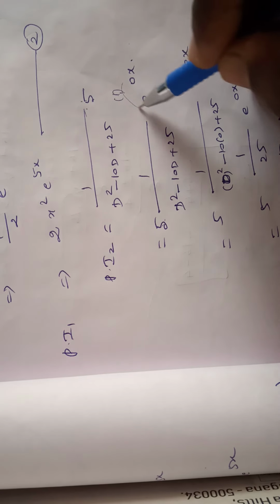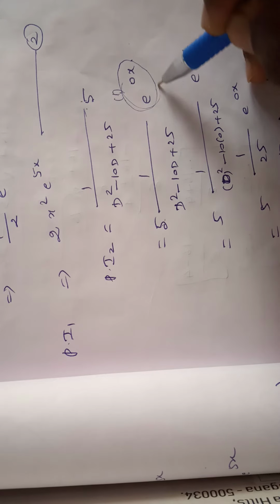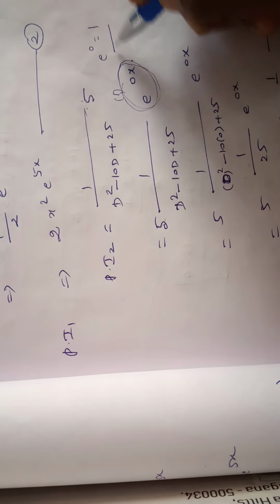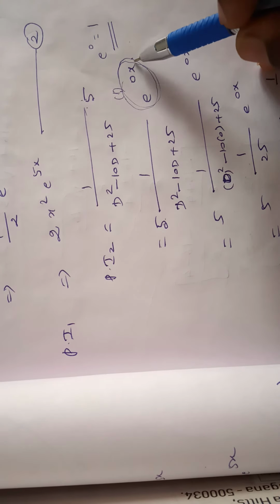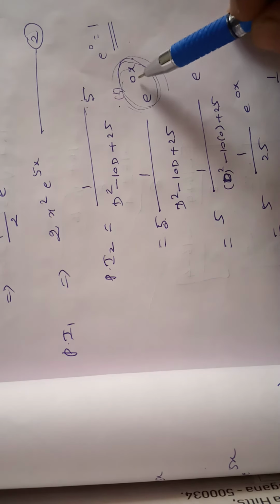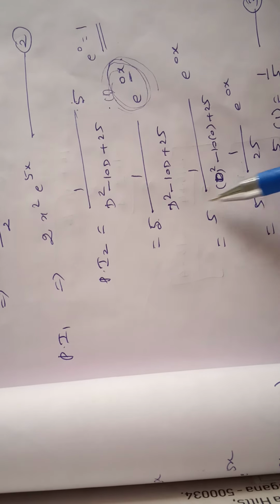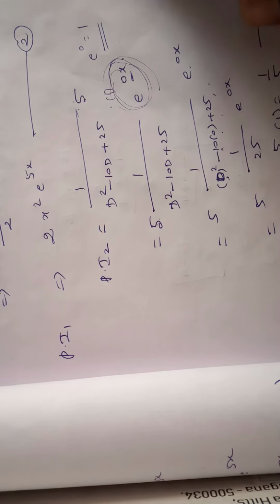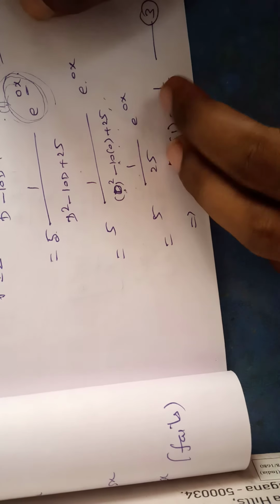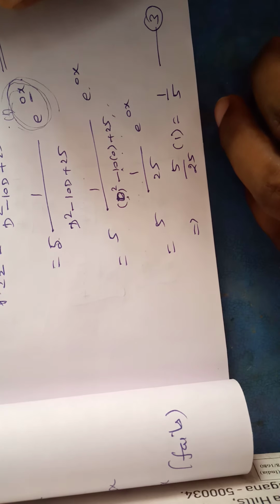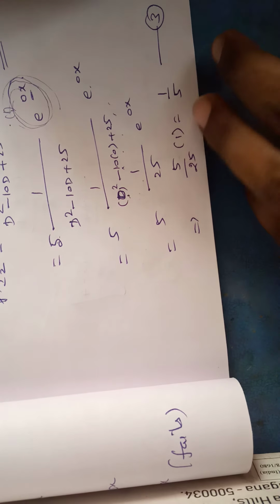So 1 can be written in another manner, as e^(0x). Generally anything to the power 0 is equal to 1. So anything to the power 0x is 1. So 1 can be replaced by e^(0x). 0x means D can be replaced by 0. So in the D place, 0² − 10 into 0 + 25, into e^(0x). So 5 into 1 by 25 into e^(0x). Which implies 5 by 25 into 1. 5 divided by 25 is 1 by 5. Equation number 3.